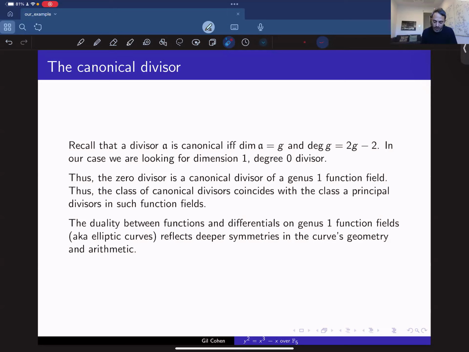And I can't say much more about it because we didn't talk about differentials, like non-Weil differentials, the usual way of talking about differentials. But that reflects kind of symmetries that you will also explore in the recitations when you talk about the group law of elliptic curves, genus 1 function fields. But that will be later.